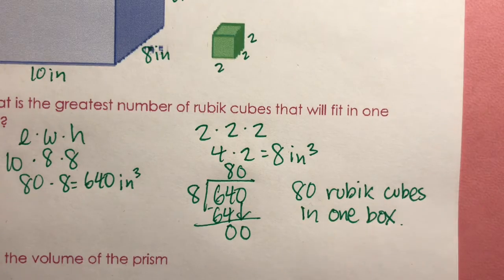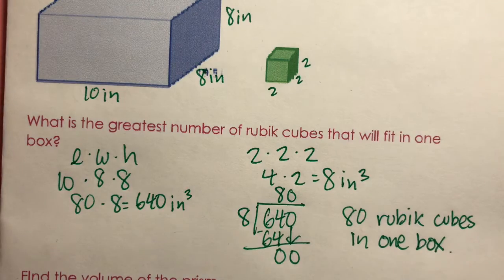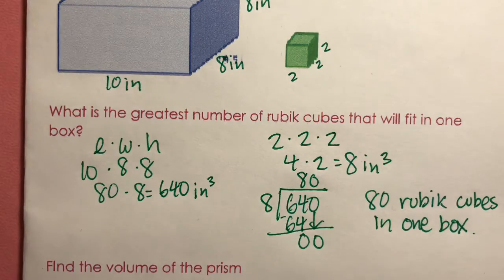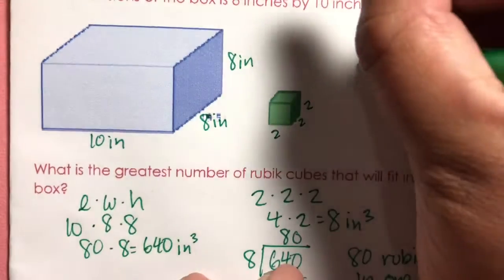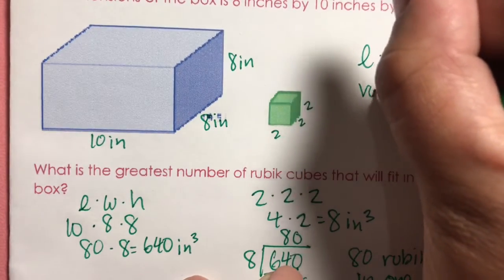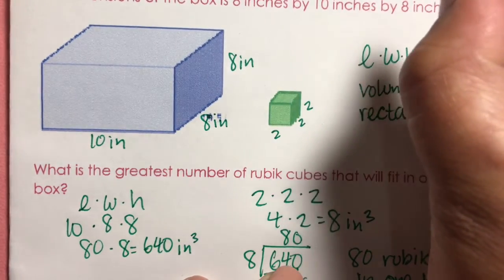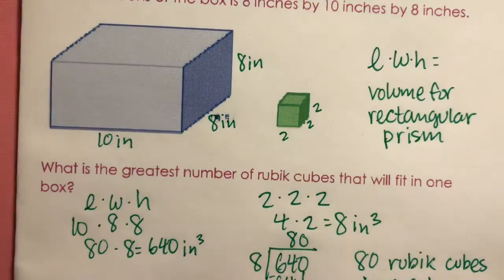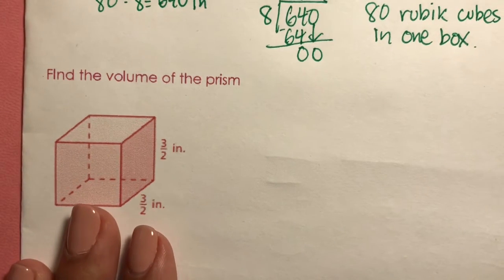If you don't understand that, rewind the video and look at how we got this answer, okay? But this is the formula for volume for a rectangular prism. Remember, this is the volume for a rectangular prism, so I'm going to write that down. Volume for rectangular prism. Okay? All right.